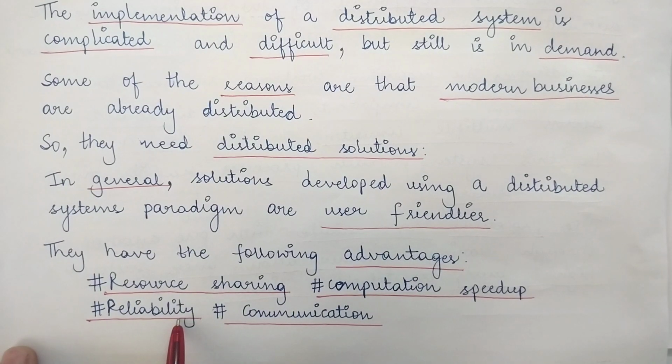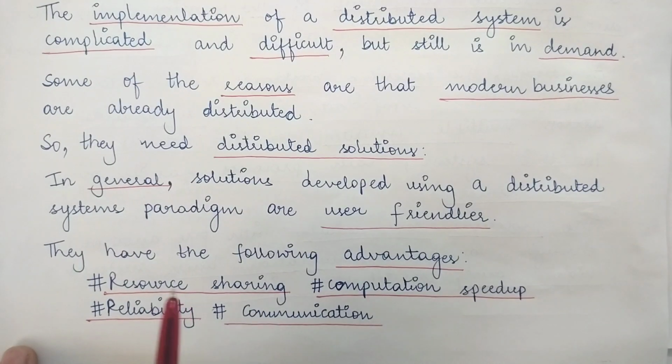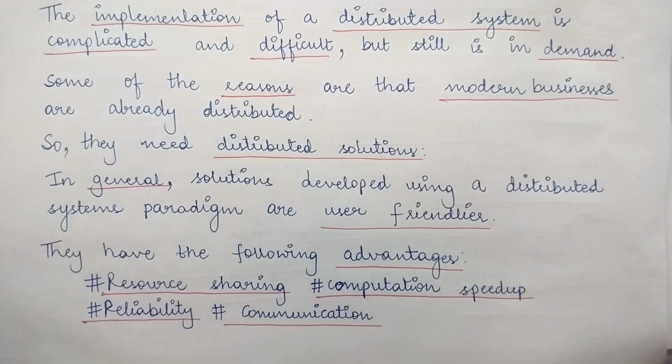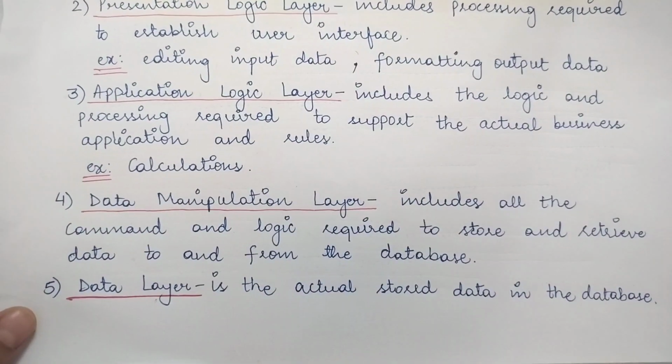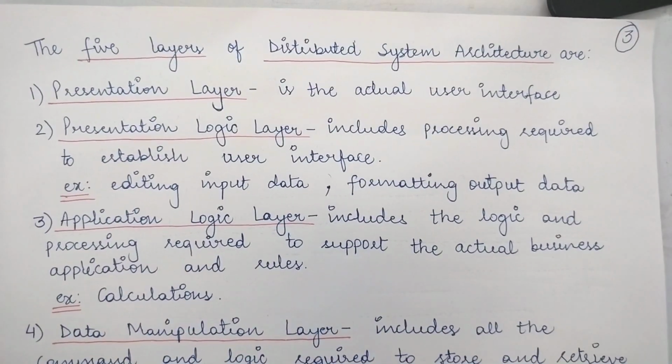Then there is reliability, because the components and processes are distributed, so we are not reliant on just one location. Our components and processes are distributed among several locations on the network, so even if things fail at one location, the other location is always there to provide you with a backup. Then there is communication. There are high-end communication buses and telephone lines, so communication is easier using a distributed system. So these are the advantages of a distributed system.